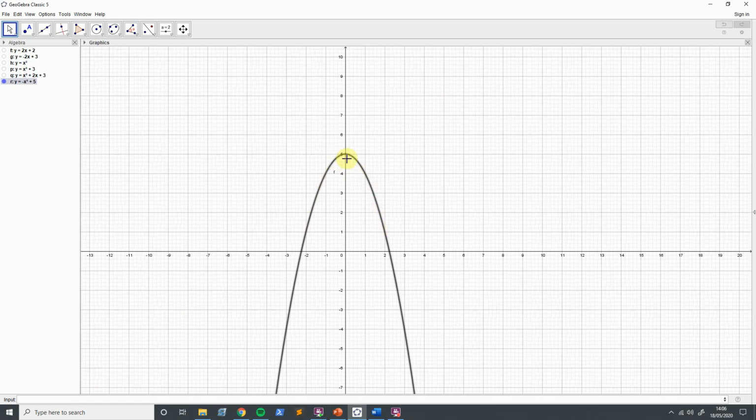So that plus 5 is telling me it's going to cross the y-axis at 5, and it's going to be a frowny face type of graph. So if you ever see a minus x squared, we should be able to spot that it's something like this.